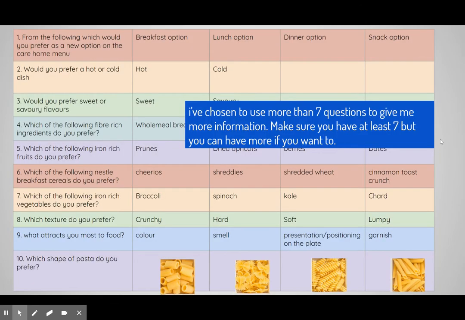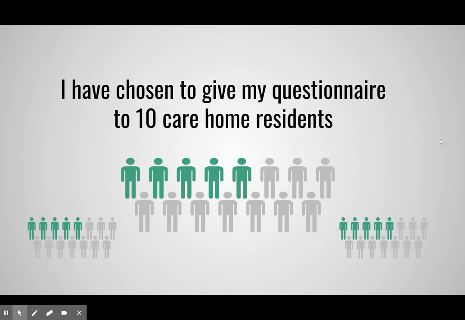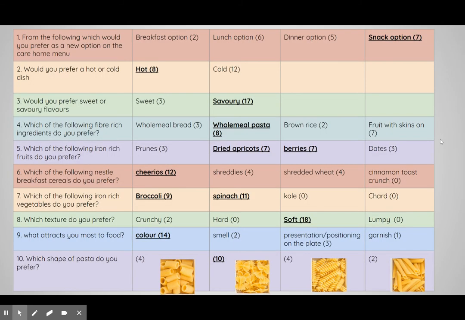I've chosen more than 7 questions to give more information, but you have to have at least 7, but you can have more if you want to. This is also quite good if you've got more than 7, because you're getting more information so that you can see clearly what kind of product you're going to make based on the information you've got. So you've sent it to 10 care home residents because it suited the needs of that brief, but you would have to do, obviously, your music festival goers.